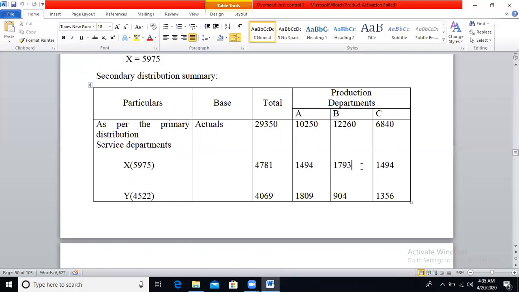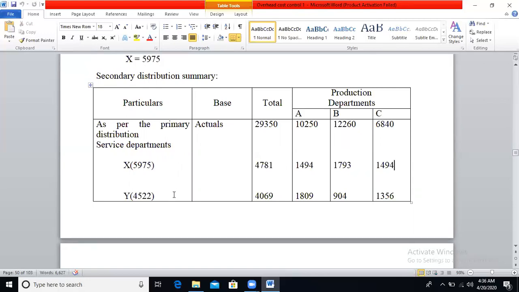Like that, for department B, they have mentioned 30%. So 5,975 into 30%, if you calculate it, you will get 1792.5. So round it up to 1793. And for department C, it will be 25%. So 5,975 into 25%, you will get 1494. If you add these three, 1494 plus 1793 plus 1494, you will get the total of 4781.